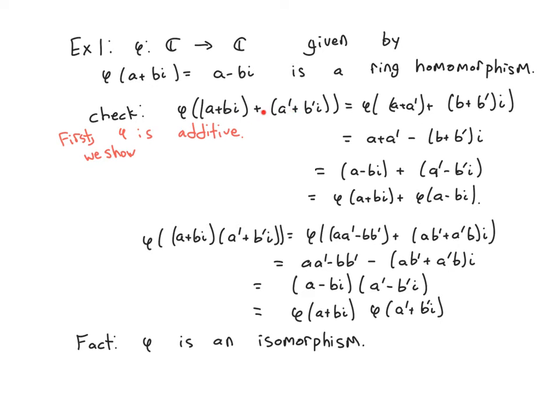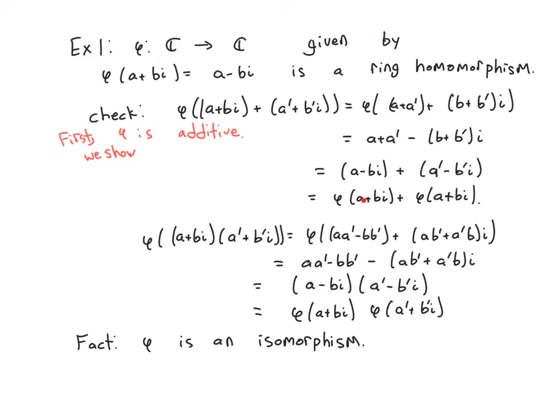So how do you add two complex numbers? You add their real part and you add their imaginary part. What does phi do? It negates the imaginary part. But what is phi of the sum of the individual things? Oh, there's a mistake there. That should be a plus.